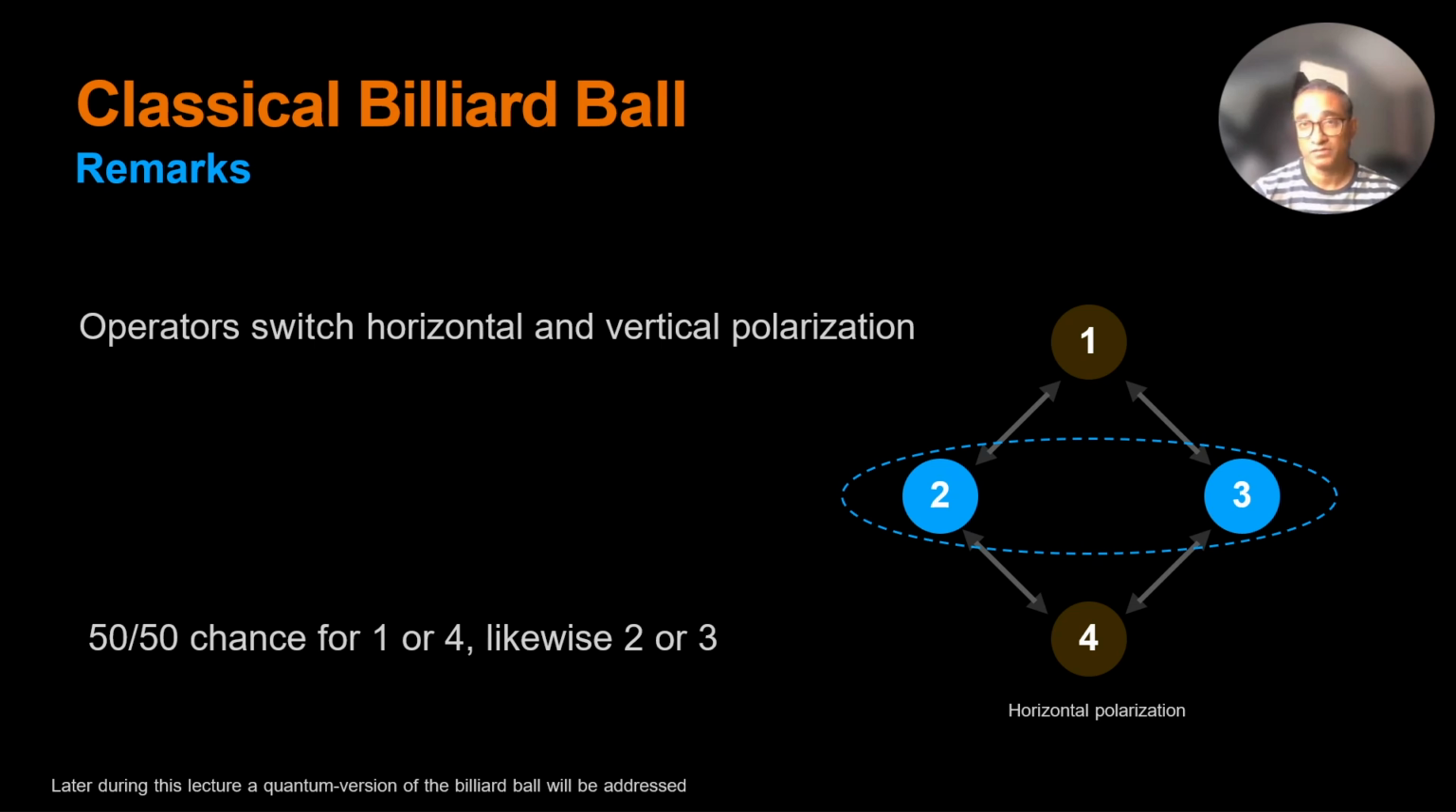But this particular example will serve us to now look into the quantum case of the billiard ball, and then it will help us to differentiate how classical mechanics differs from quantum mechanics. So let's stop here.